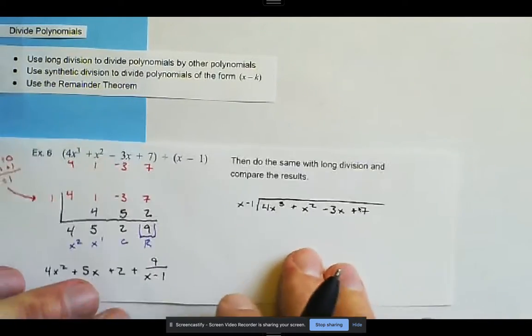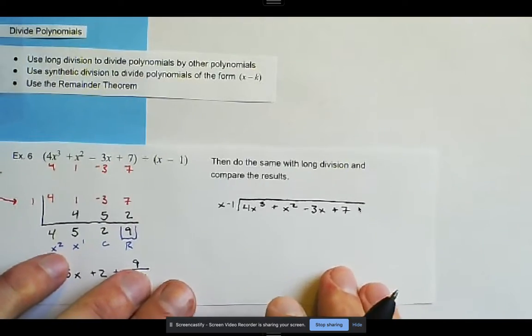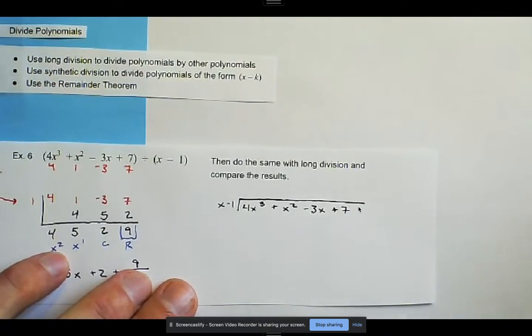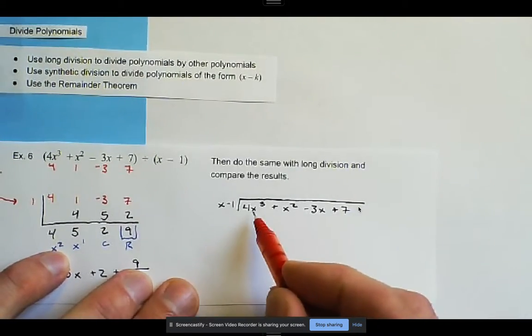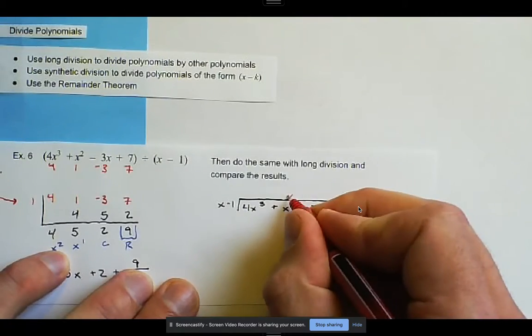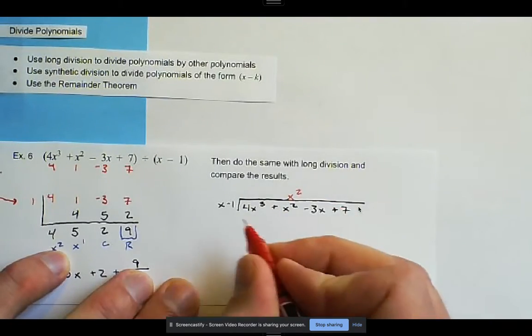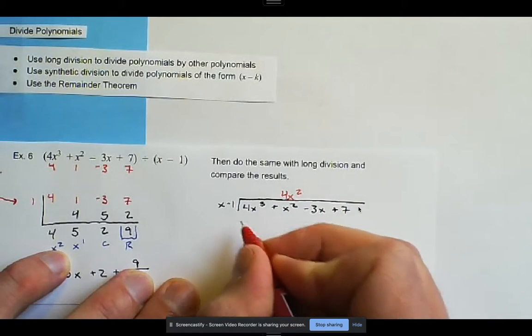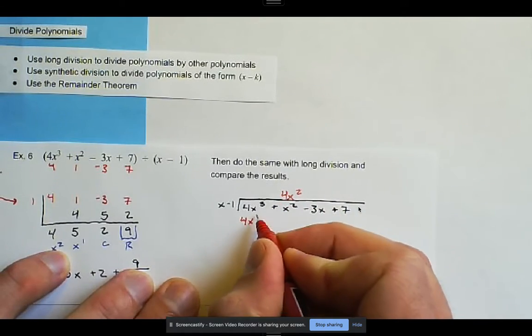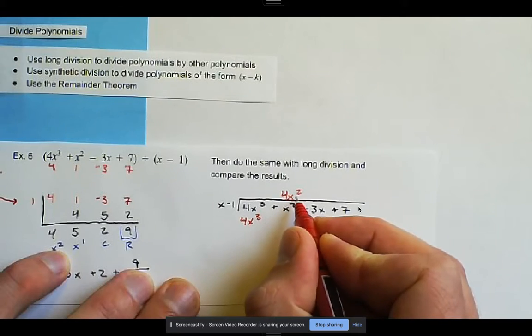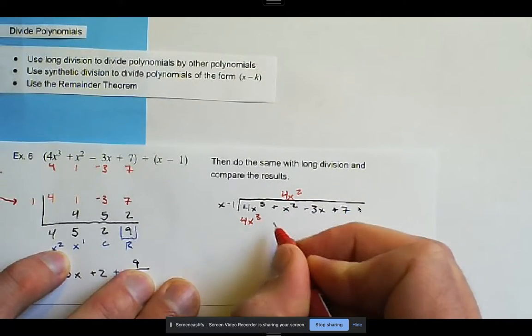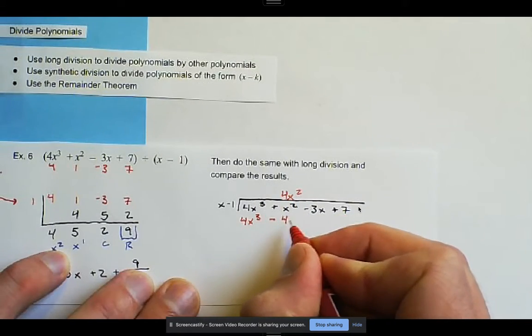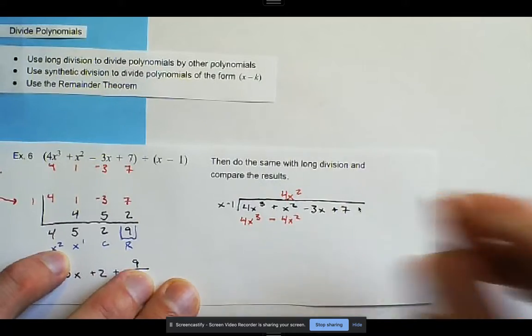We can also do the same problem using long division. So we always want to get our lead term to drop out. So we have 1x and we need 2 more. So that's going to be an x squared. And we need to get to 4. So that's going to be 4x squared. Multiply that, and we get 4x cubed. And then 4x squared times negative 1 is negative 4x squared.